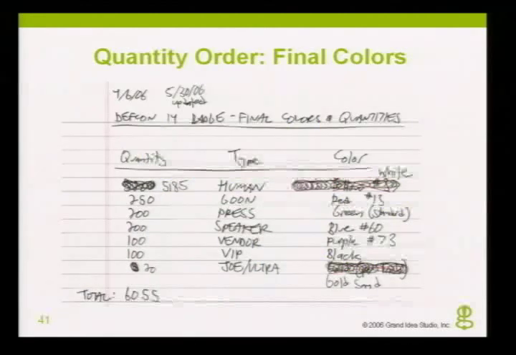Here's what we ended up with for the final colors. How many did we have? 1, 2, 3, 4, 5, 6, 7. Seven. Humans obviously are white. We had 5,185 of these. So actually, here's a good list so you can see how rare your badge is. The goons were red, press is green, speakers were blue, vendors are purple, VIP black. And then I made one panel of circuit boards in gold because I'd always wanted to work with gold.